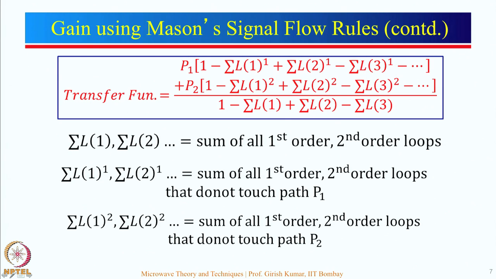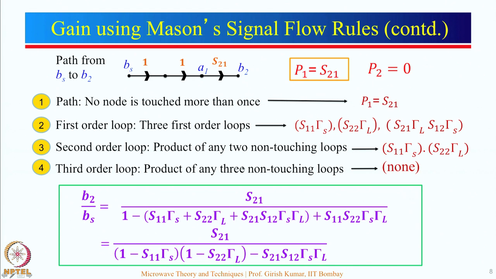Now, let us see how we can find the various parameters for this particular case here. We want to find the gain which is given by B2 divided by BS. B2 is the output, BS is the input. So, let us see what path we have. There is only one path from BS to B2, and we can write that the path gain is nothing but 1 multiplied by 1 into S21. So, this is the path gain. There is no other path to go from this point to this particular point. So, that means P2 is equal to 0. So, these are the different steps now. So, step 1, path.